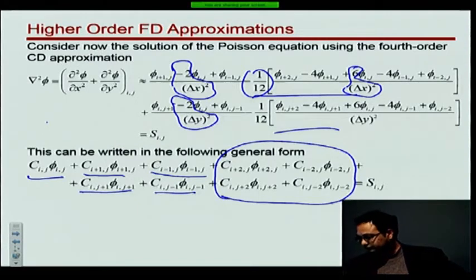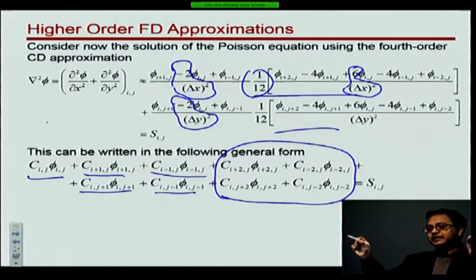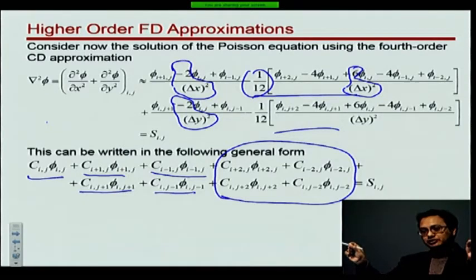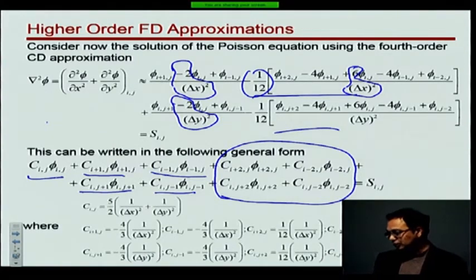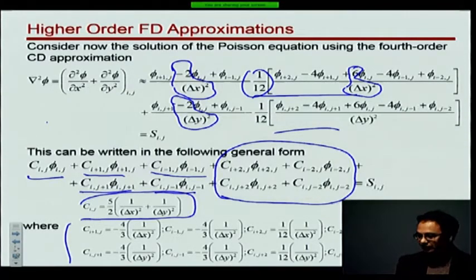If you want to set it up in matrix form, you now have 9 bands instead of 5 bands, because obviously you've extended your stencil by 2 points in each direction. You've gone I plus 2 and I minus 2 in the x direction, so that gave you 2 extra bands, and then you've gone j plus 2 and j minus 2 in the y direction, that gave you 2 other bands. So if I wanted to write down my coefficients, this is what the net coefficients would look like, each one of them. That's just a summary of the coefficients, if you're interested.